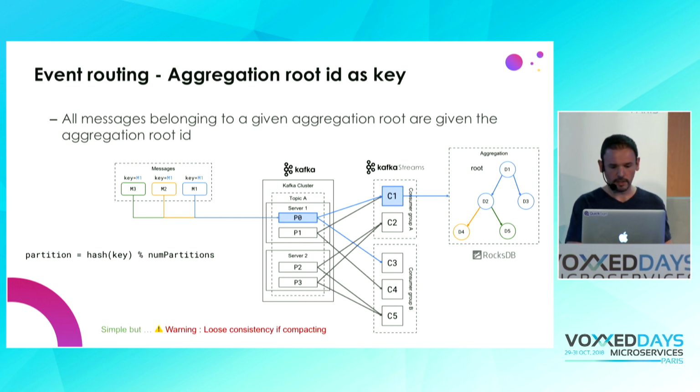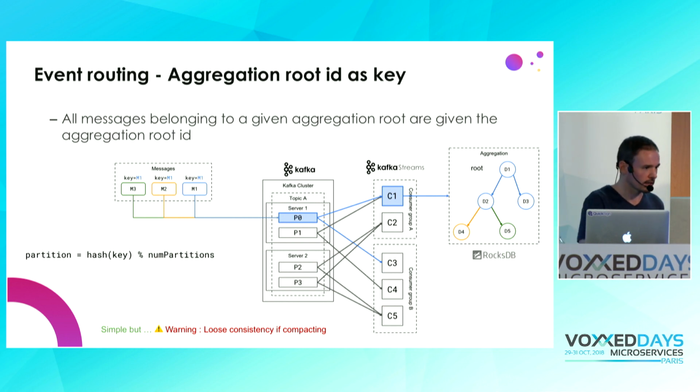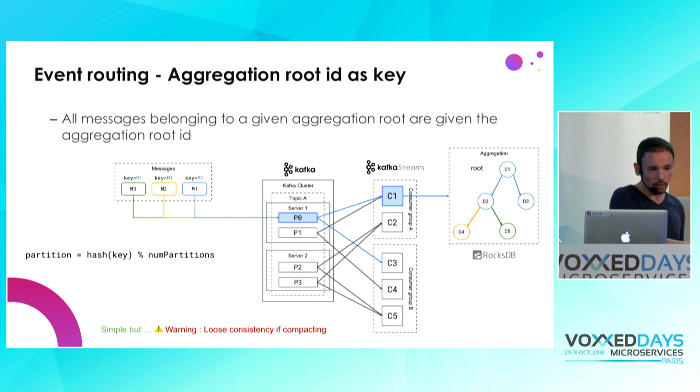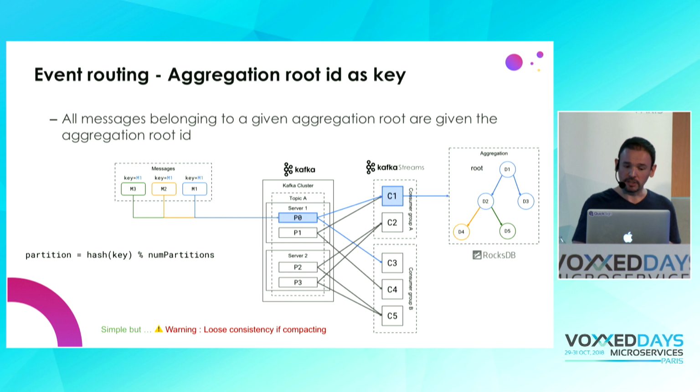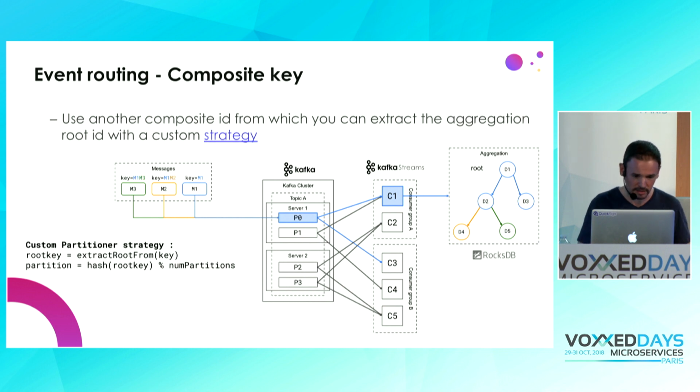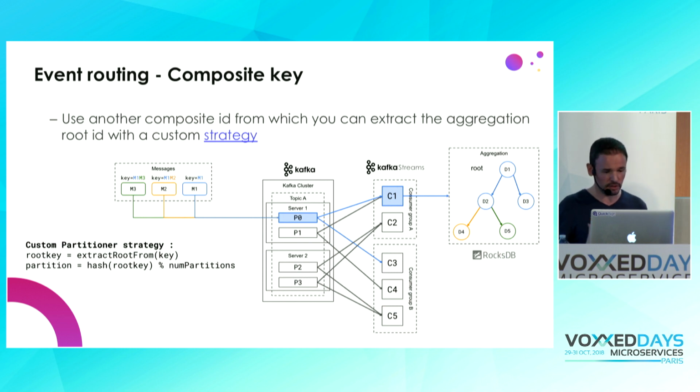That's one of the ways to do it, but there is a problem with compacting. In Kafka, you want to be able to compact your topics to purge your old messages. And by default, it's based on the key. So it's going to purge all the old messages of the same key. But you are mixing multiple types of messages with the same key. So this is usually not what you want. I mean, it might work for some use cases, but that's not what we did at Quicksign. What we did is to use a composite key with a custom strategy.